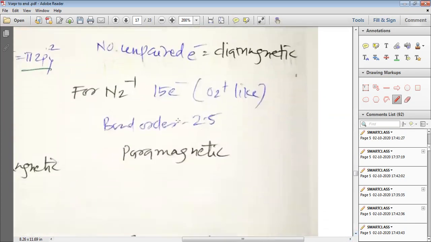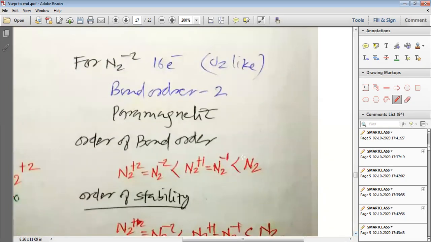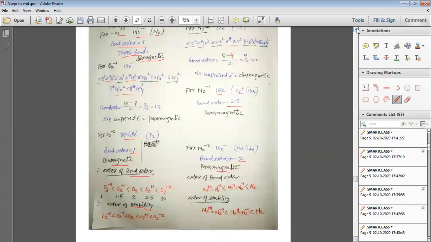In the same way, for N2 minus 1, we have 15 electrons, which is very similar to O2 plus 1, and that is why the bond order is going to be 2.5, and it is going to be paramagnetic in nature. Likewise, for N2 minus 2, my dear students, we have 16 electrons, which is very similar to oxygen, and that is why the bond order is going to be 2, which is paramagnetic in nature. And this is how we can understand the various species related to nitrogen.